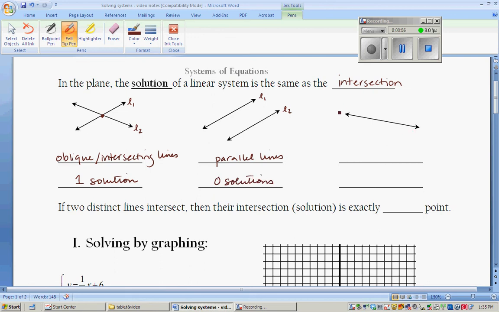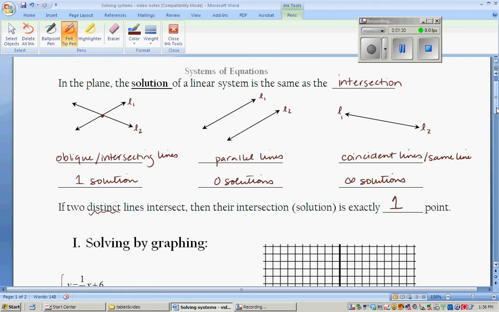And finally, if you have a line that's the same one, they're called coincident lines because they coincide with each other. We can just refer to them as the same line. And they have infinite solutions because they share an infinite amount of points. So when they say two distinct lines, they're saying two separate lines, not that last situation. If two distinct lines intersect, then their intersection or their solution is exactly 1 point.